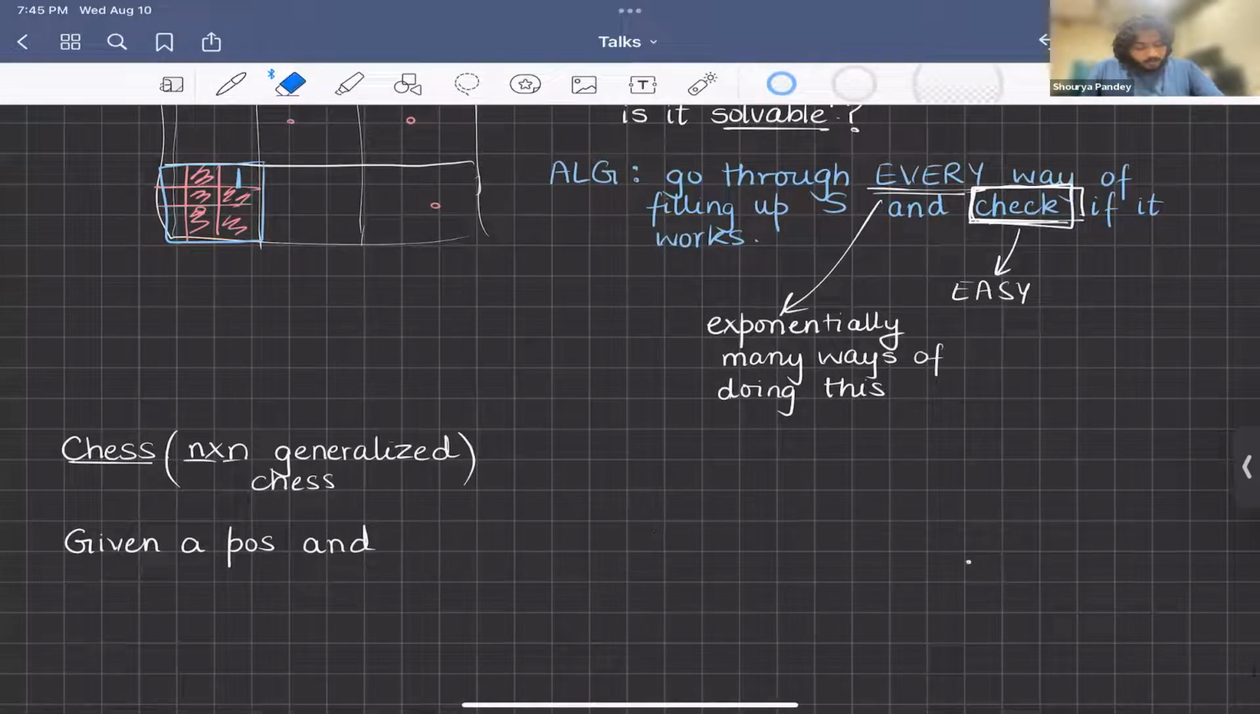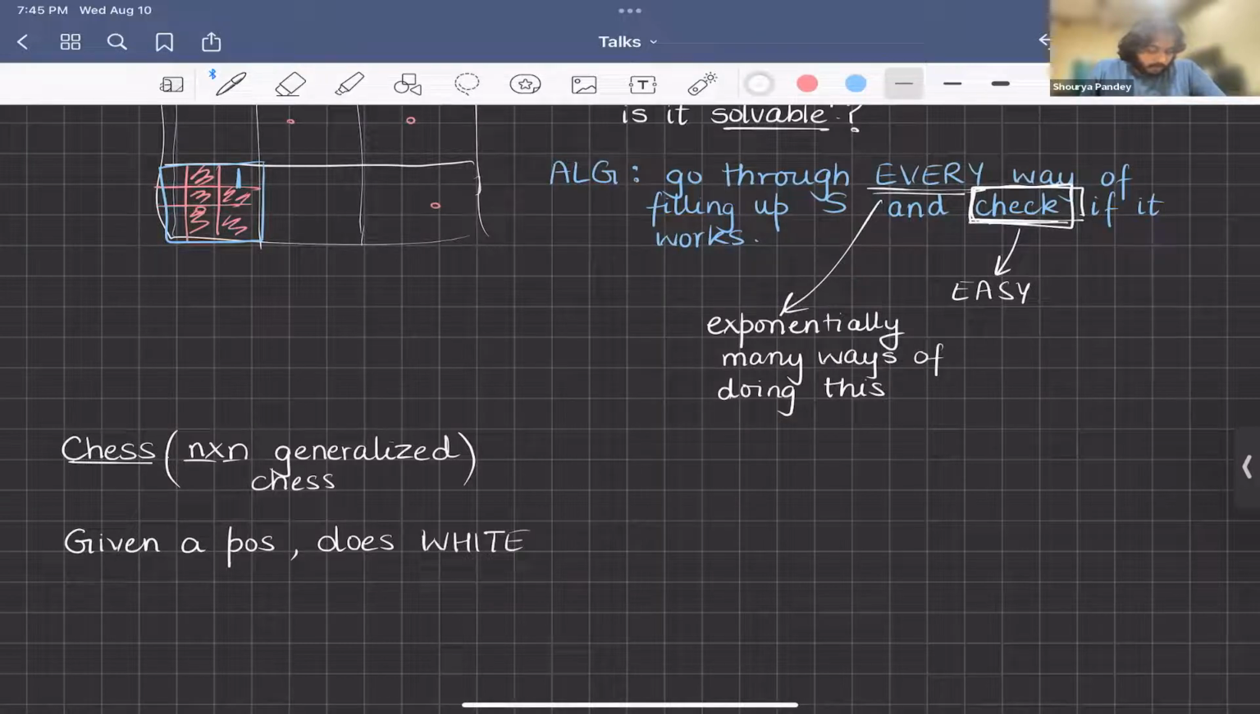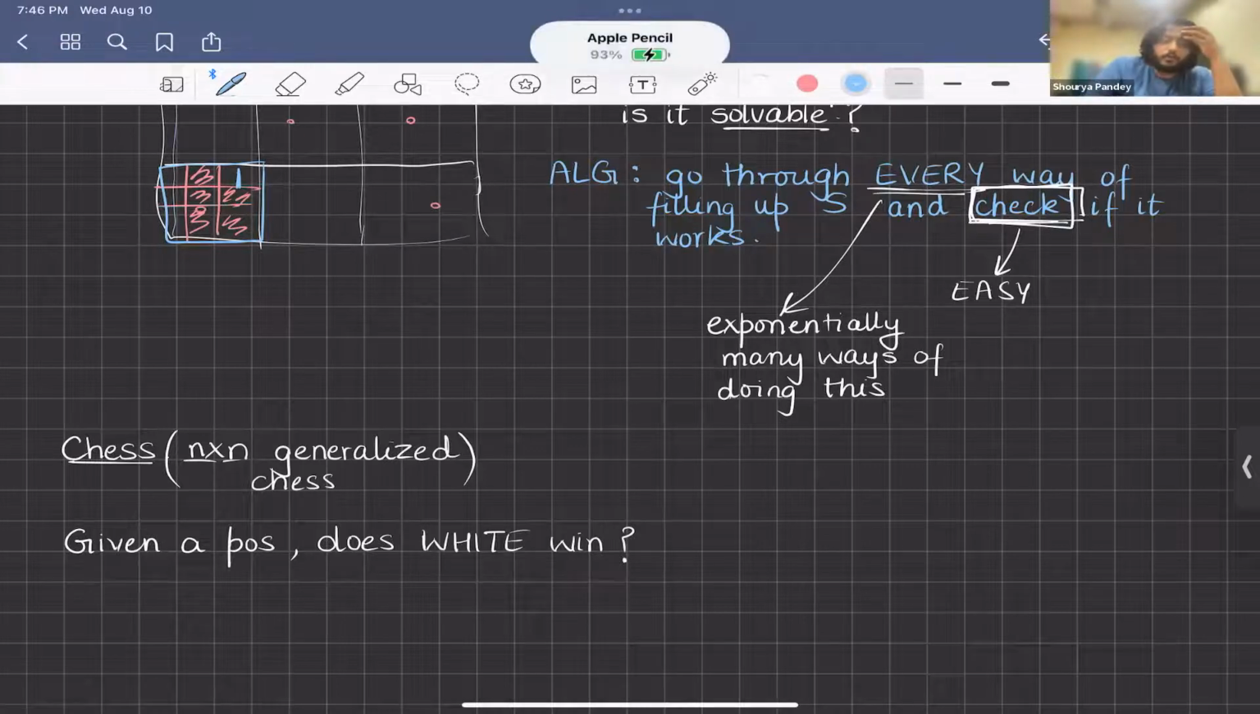Or rather, given a position, does white win or something like that? So many different questions can be posed with optimal play from both sides. That's something I assume. And now it's not even obvious what to do here, right? So, can you think of something that can resolve this problem?